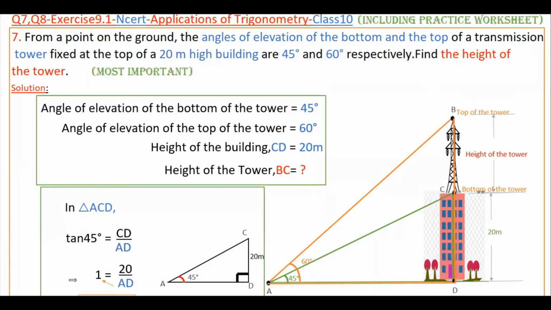If you see here, there are two right triangles. This is one triangle and this is one more triangle. And for these two triangles, this is the common side. AD is the common side and this is the height of this building. And we have to find this height. So this is the opposite side and this is the adjacent side for these two angles. So we have to take the trigonometric ratio of tan theta. So first take this triangle, triangle ACD.